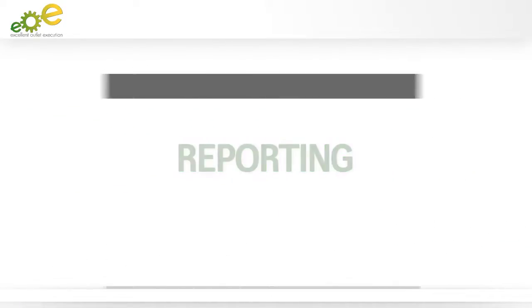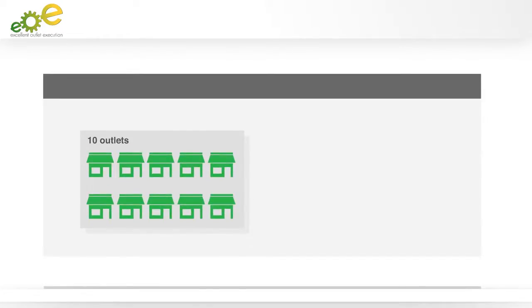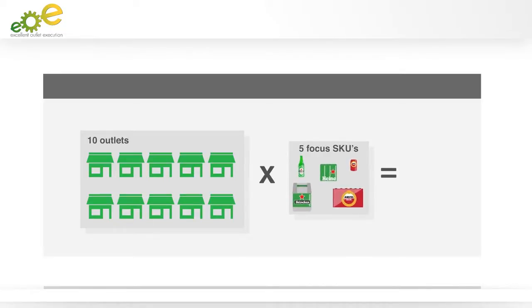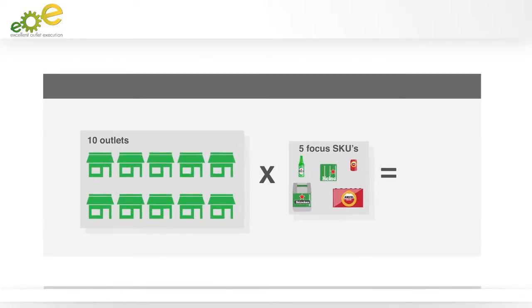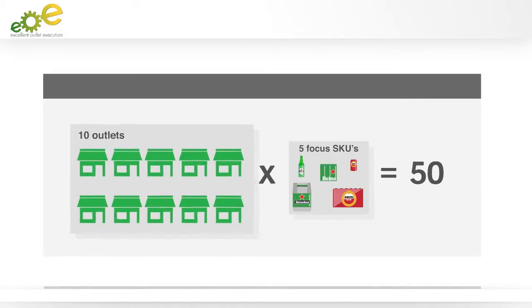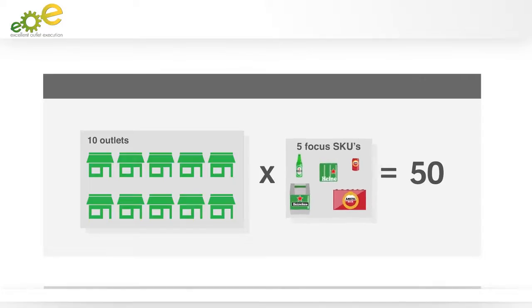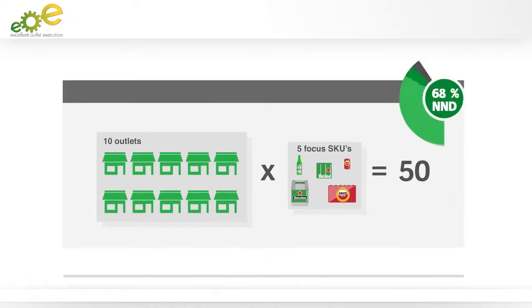Okay, let's now take a look at how measurement is used in reporting and target setting. In this simplified reporting example for an on-trade sales rep, NND scores are being used to calculate his overall result for his area. He has 10 outlets and 5 focus SKUs, so the maximum score he can achieve is 50, 10 outlets multiplied by 5 focus SKUs, which would represent 100% net numeric distribution in his area.